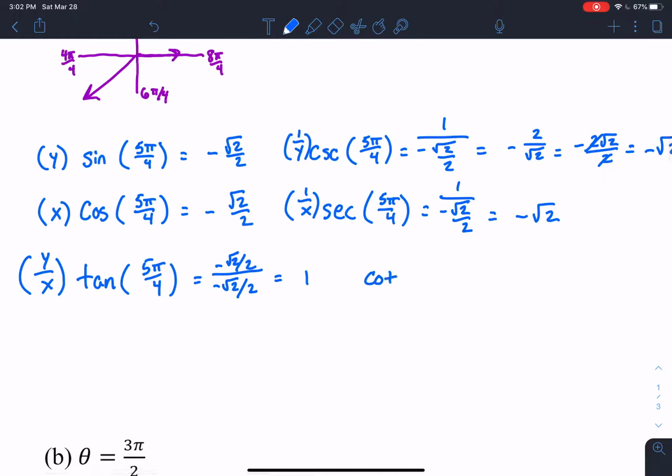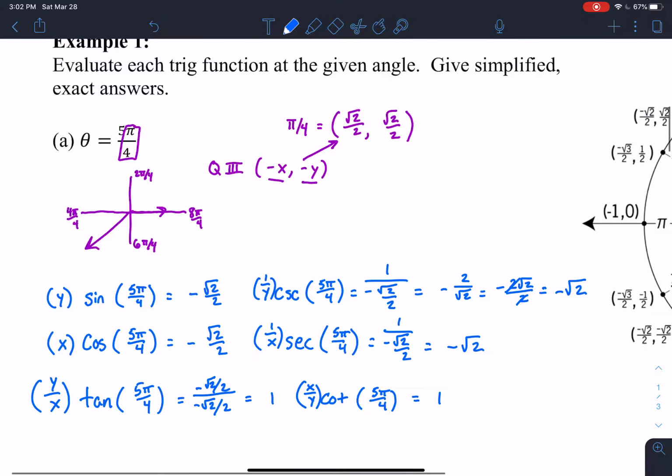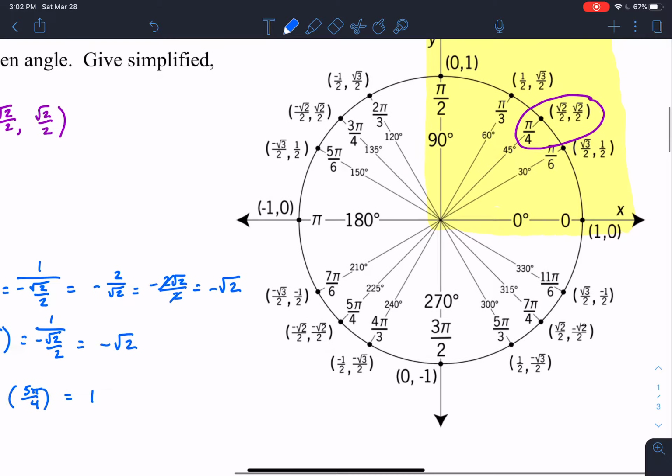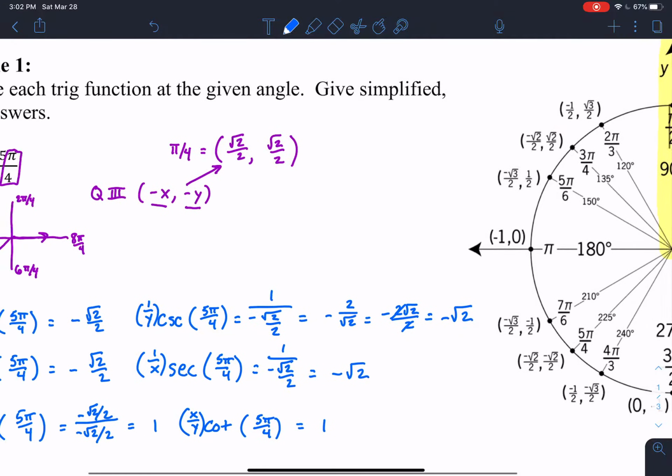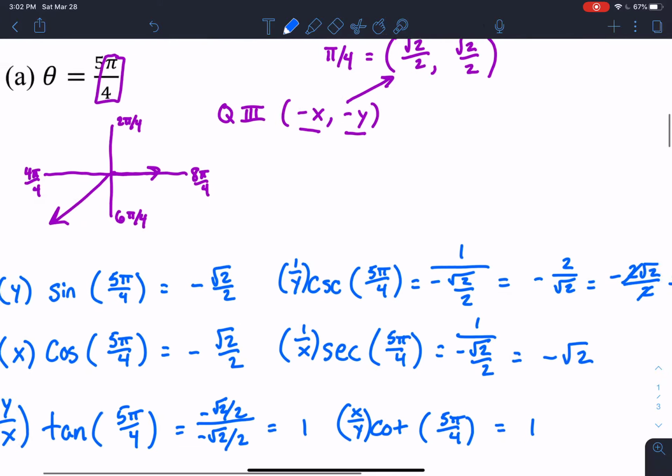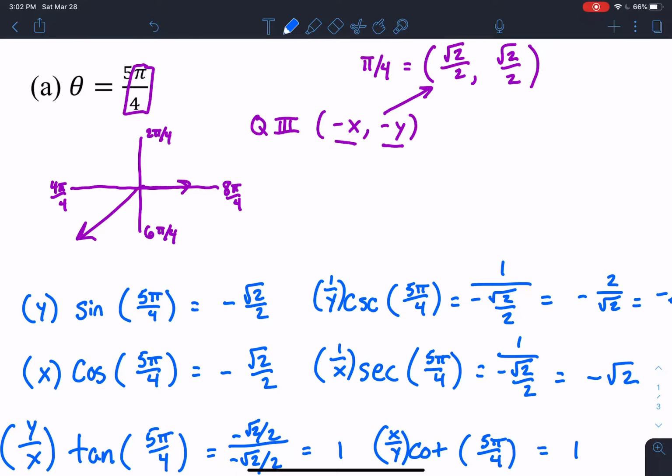And then cotangent is just the opposite, right? So that's x over y. Which in this case, because they're the same coordinate, it's going to come out to be 1 as well. Okay? All right, so again, you're just figuring out which coordinates am I using from the first quadrant, okay? And then based off of where the angle goes, you figure out if the x terms are negative or positive.